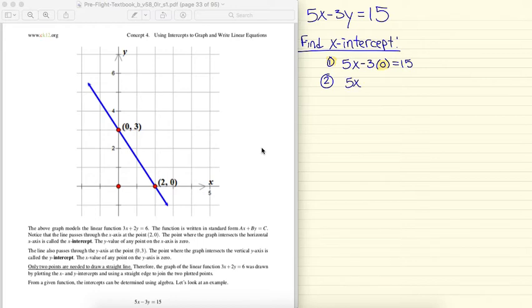Well, I'm going to do 3 times 0, which really is just 0. So I end up with 5x minus 0 equals 15. Subtracting 0 really doesn't do anything to my values. It doesn't matter what 5 times x is. If I subtract 0 from it, it's not going to do anything. So really, plugging 0 in for y has just canceled this out, leaving me with 5x equals 15.